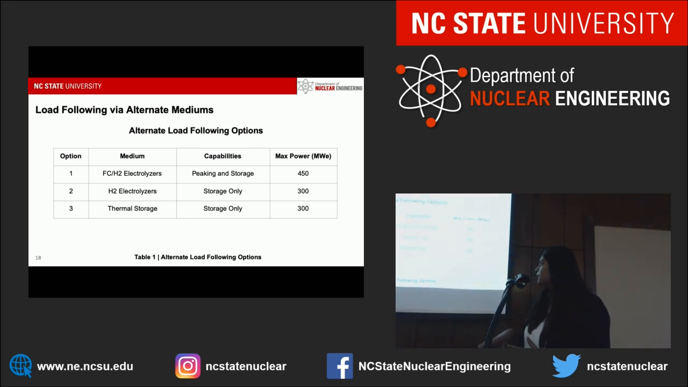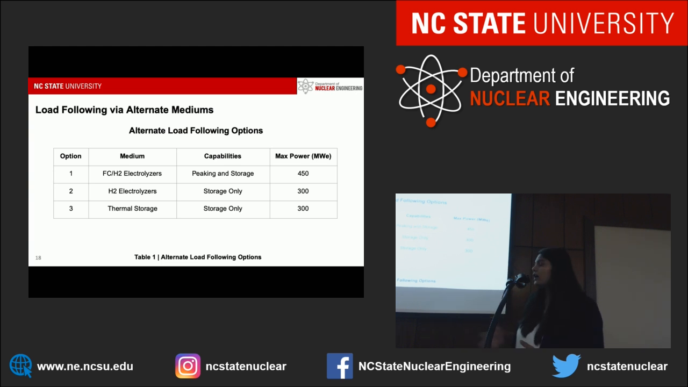As mentioned before, we have also analyzed an additional load following method. Here, these are the options that provide clean carbon-free alternatives, which allows the reactor to operate in base load. Our first option provides peaking and storage capabilities. Here, the plant will load follow at 450 megawatt electric, which is 50% of reactor's rated power.